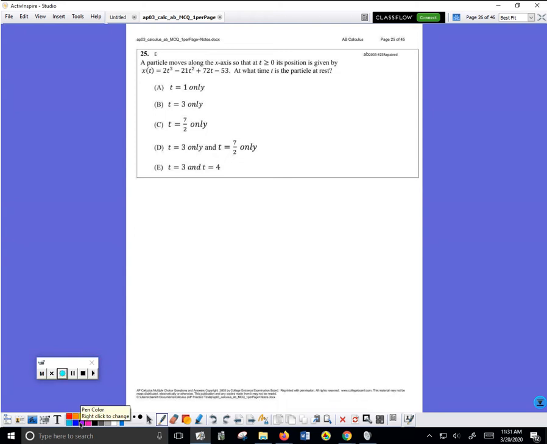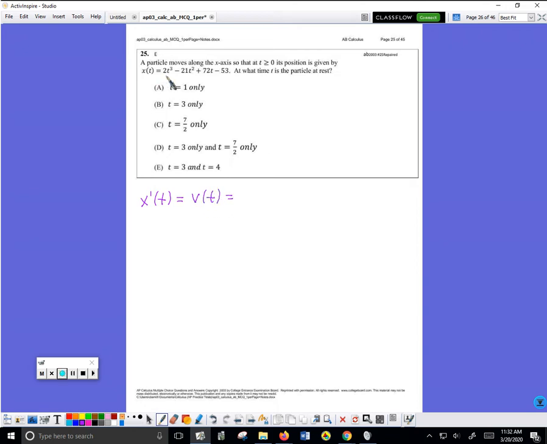Okay, a particle moves along the x-axis. The position is given by this formula. At what time is the particle at rest? The particle is at rest when the velocity is 0. So, if I take the derivative of the formula they gave me, I will find a formula for the velocity.